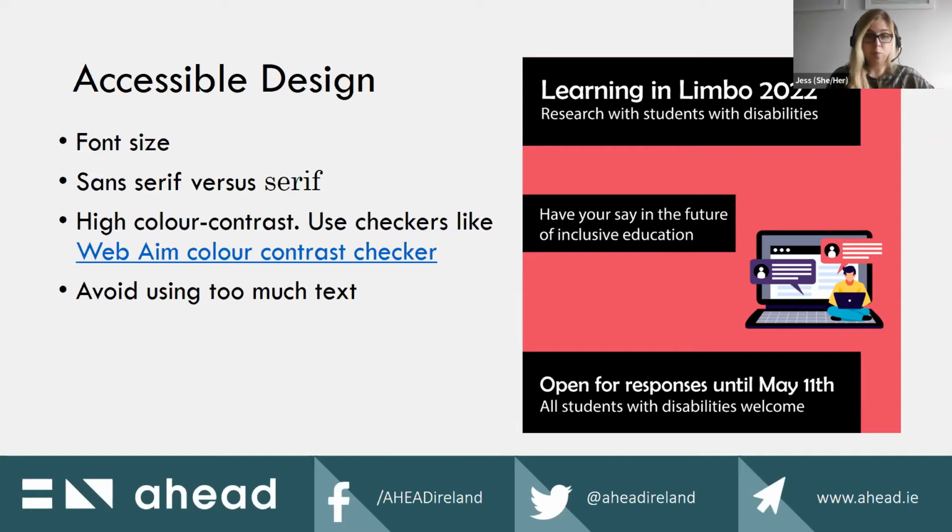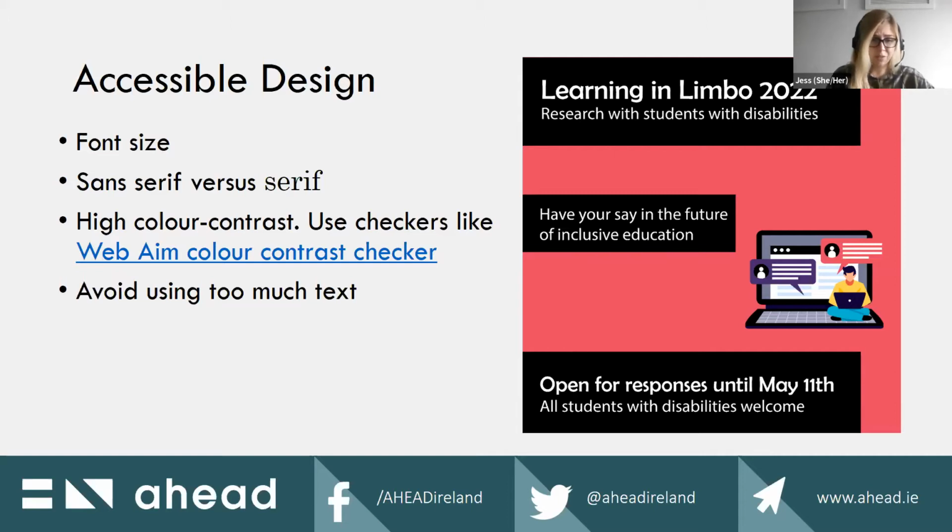Then a really important thing for design is that for any text that you're using, you have a high color contrast between your text and your background color. You can use color checkers, like my favorite one is WAM, because it's compliant with the Web Accessibility Directive, which I referred to earlier. So that would be my favorite one. We are going to share the link to that in the email to you afterwards with the slides.